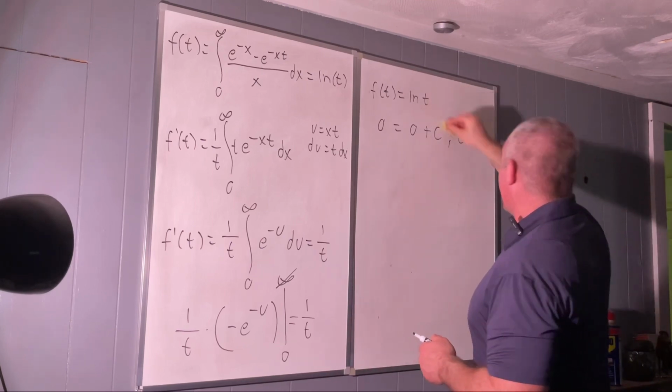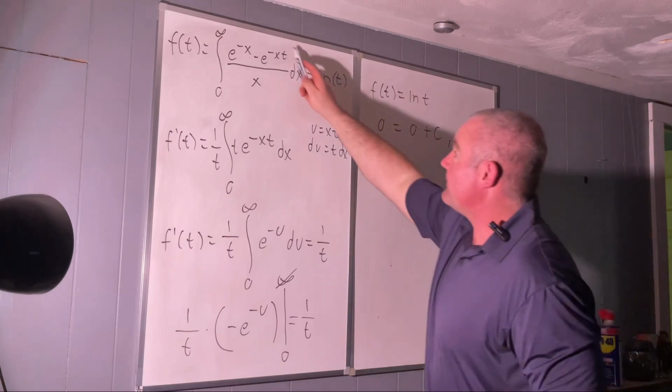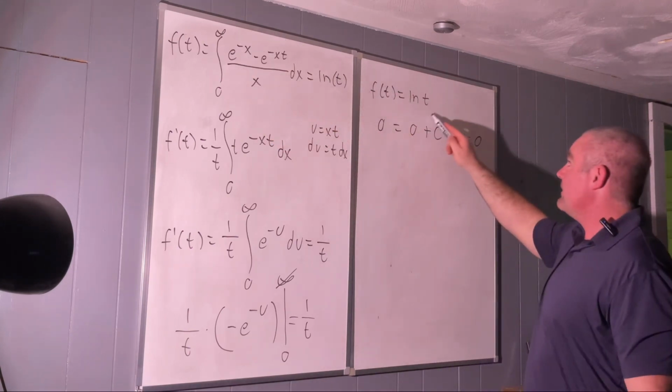So there we go. We've just shown that if f of t is equal to this, then it is also equal to natural log t.